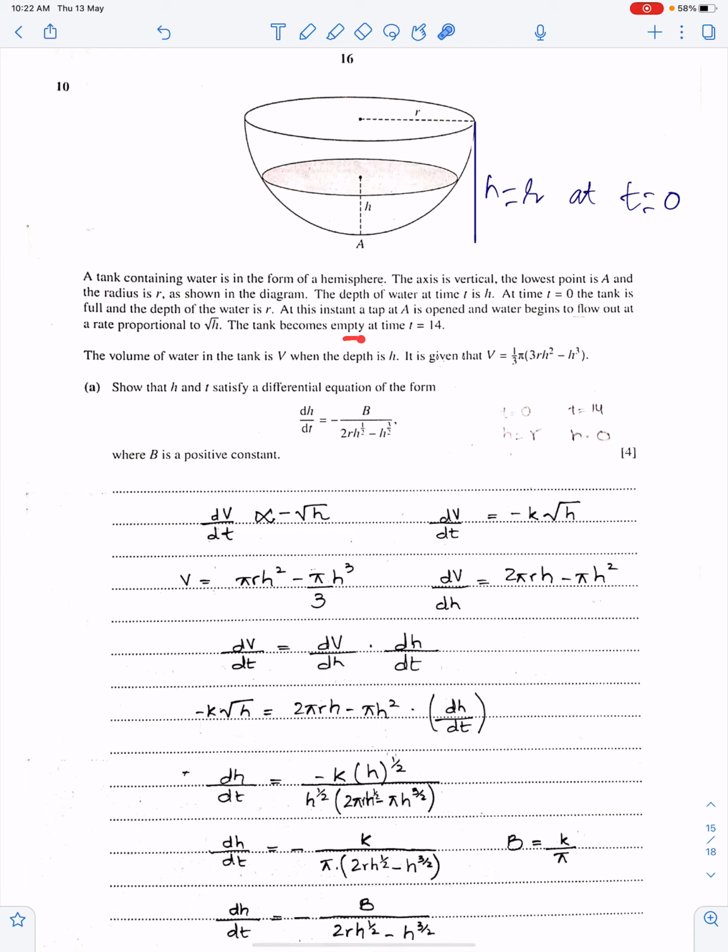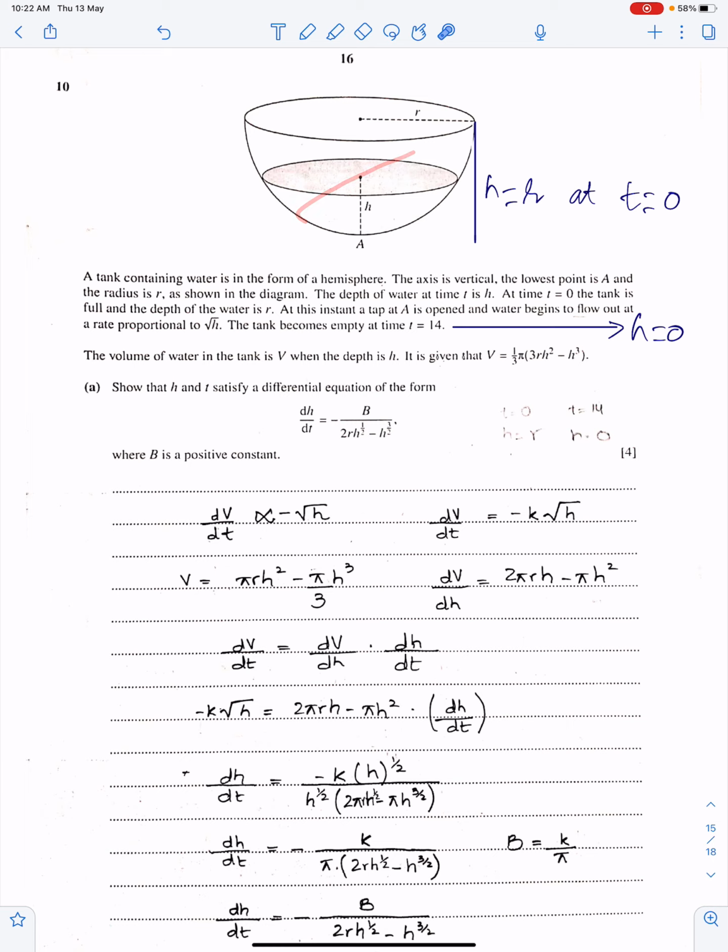The tank becomes empty at time T1. That means at T1, the height will be 0. So, dV upon dt is proportional to minus under root h. Therefore, dV upon dt will be minus k under root h. This is the volume when the depth is h.